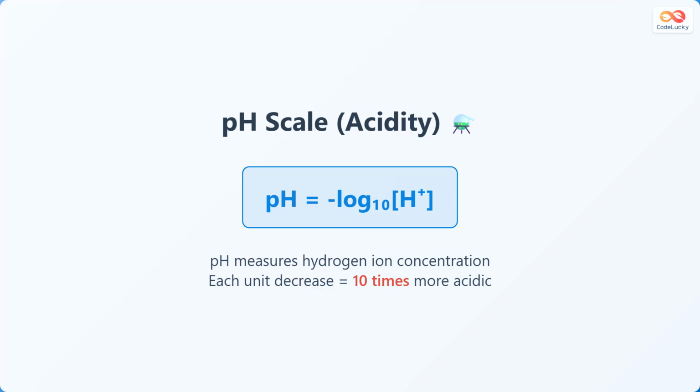The pH scale measures acidity. The formula for pH is pH equals negative log base 10 of H+, where H+ represents the hydrogen ion concentration. Each unit decrease on the pH scale indicates a solution that is 10 times more acidic.